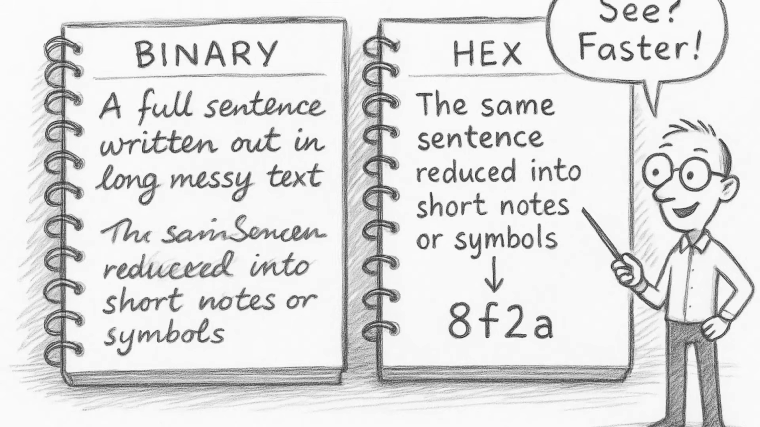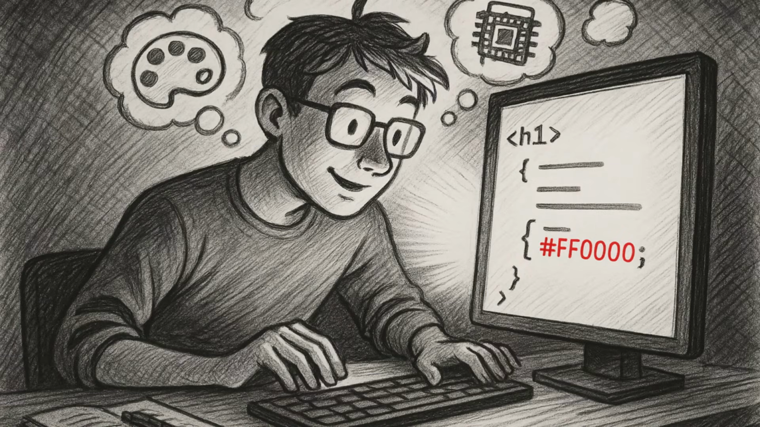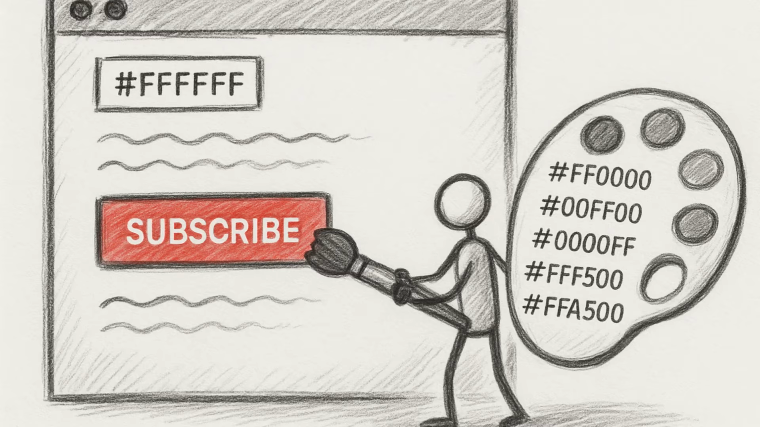Now, why does this matter in programming? Let's bring it to life. Take websites, for example. Every color you see is often represented in hex. That bright red subscribe button, it isn't called red in code, it's #FF0000. Pure white, #FFFFFF. Programmers can change the entire mood of a site just by tweaking those hexadecimal codes. It's literally the painter's palette of the web.